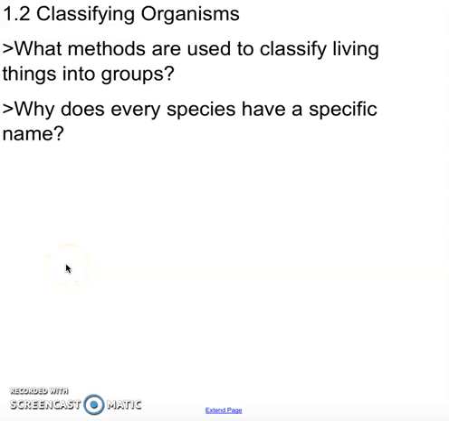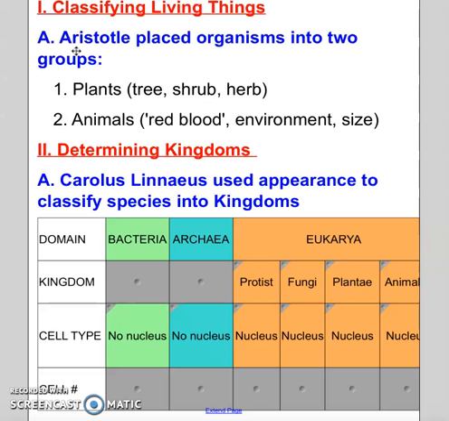I'm going to break this section up into a few different parts, probably 3 parts. Today I'm really going to focus in on this first learning objective. What methods are used to classify living things into groups? Remember with our notes, we hit pause and then we take the notes and then we resume the Edpuzzle. So classifying living things, pause.